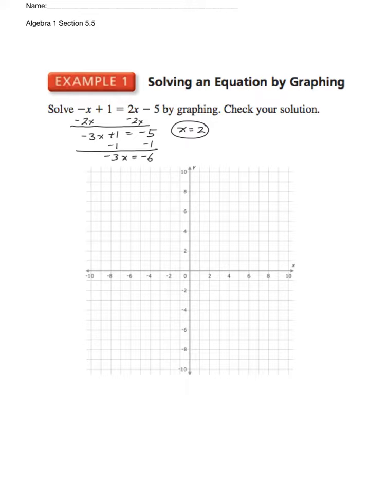So basically the idea is, let's take the left side of the equal sign, and I'm going to set it as an equation: y equals negative x plus 1. And I'm going to take the right side. Again, be patient for a moment because none of you have probably seen this before. y equals 2x minus 5. Now I want to graph those two lines and watch where they meet. Does everyone see what I've done so far?